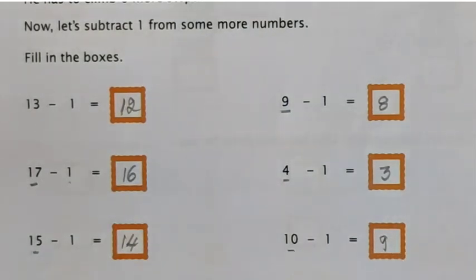So, what did you infer from this? When we subtract 1 from any number, the answer is the number before. That means we get the before number. Did you understand these subtraction facts, children?